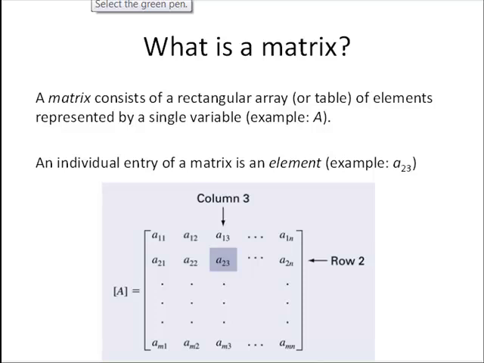So in this example, here's element A23, and when we talk about those subscripts, we always say the row, then the column. That's located in the second row of the matrix A, and the third column of the matrix A would be element A23.